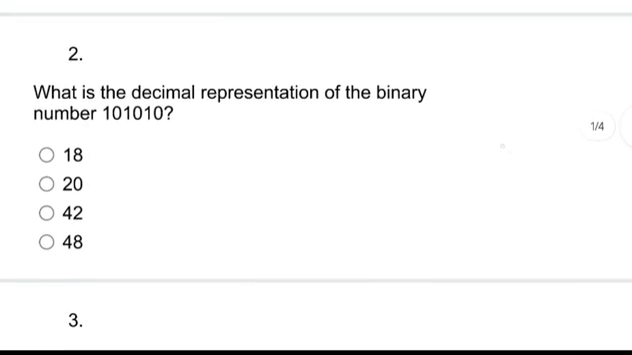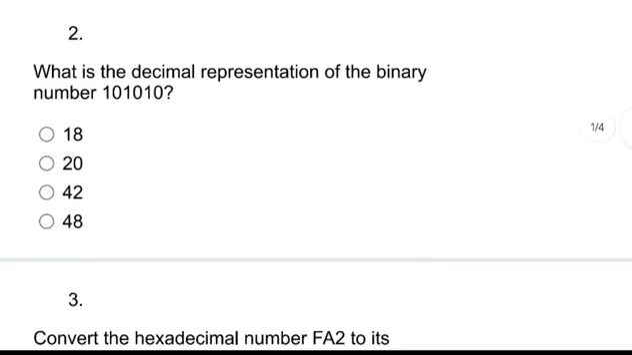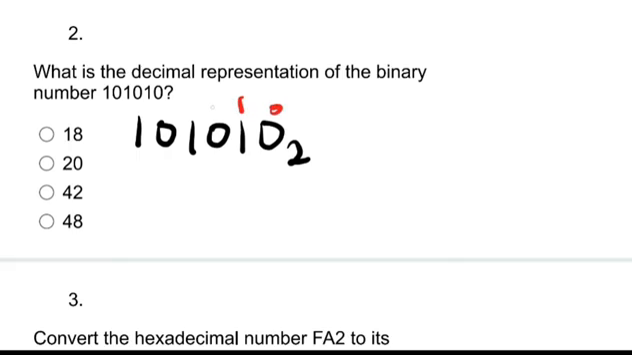Number 2, what is the decimal representation of the binary number? Decimal here is base 10. So we want to convert this to base 10. We have 101010, which is in base 2. So we want to convert it to base 10. Counting the positions, this is 0 1 2 3 4 5. So that means we're going to have 1 times 2 raised to power 5 plus.